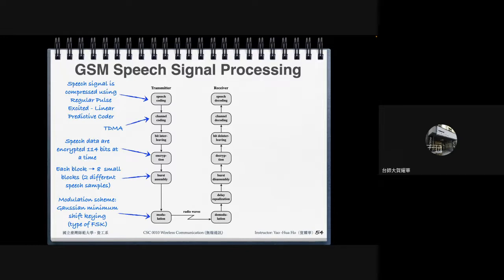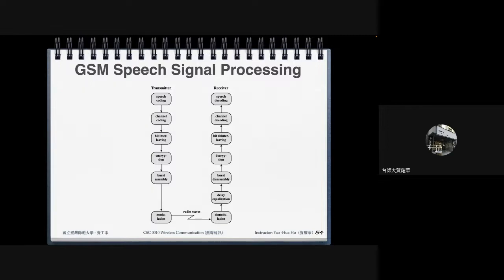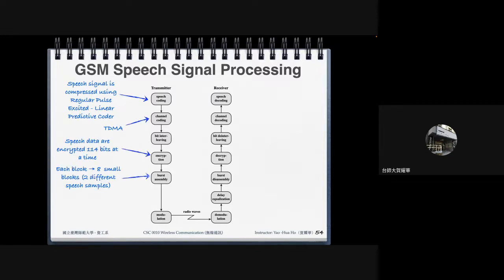Now, the receiver will demodulate it. Then you do a delay equalization. The delay equalization is for multipath purpose. I'll talk about delay equalization a little bit later. Then you do a burst disassembly.